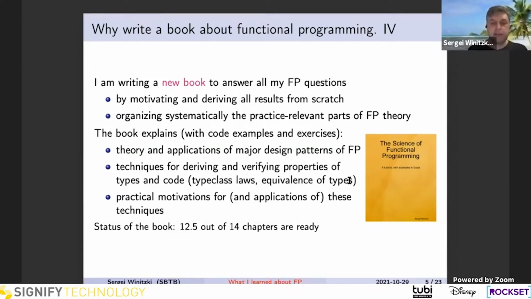So this book I'm writing is called The Science of Functional Programming. It talks about the theory of applications of functional programming in a theoretical way, but it is focused on that part of theory which is useful for practice. It gives you the techniques for deriving and verifying the properties of code, and gives you practical motivations for everything. So 12.5 out of 14 chapters of this book are ready. I'm working on this book in my spare time, which means slowly, but it's pretty much almost done. It should be done next year.